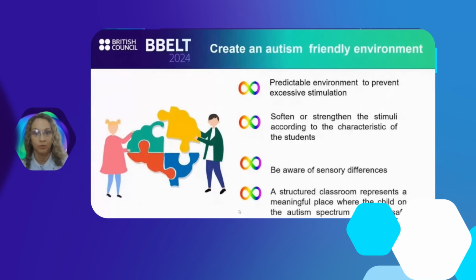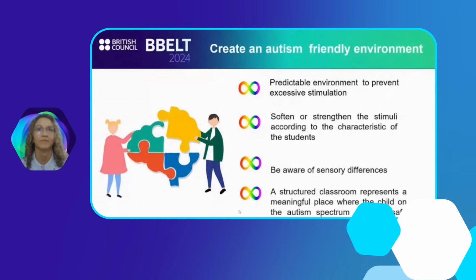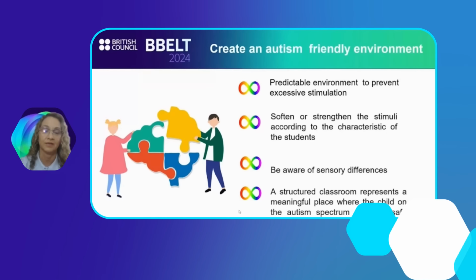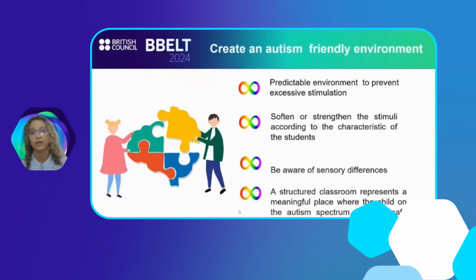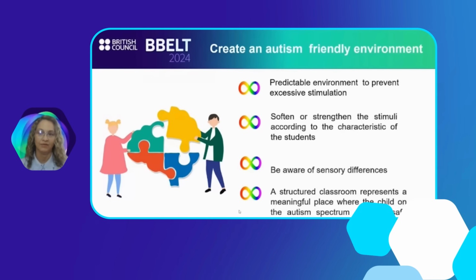And that's why it is so important that we realize how we can make an environment in the classroom that is easier to interact in with all the stimuli that the students receive there. So, in order to think about that, what can we do to create an autism-friendly environment? Well, first of all, it is really important that the environment or the classroom that we organize for our students is predictable, so that you can prevent this kind of excessive stimulation that they might get.